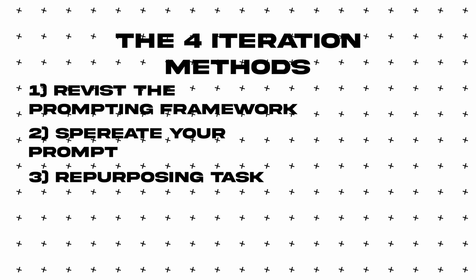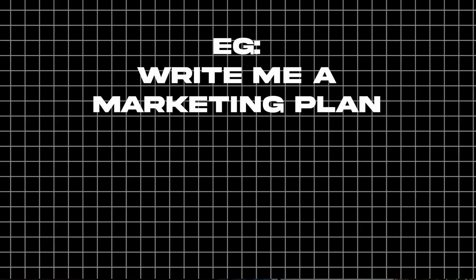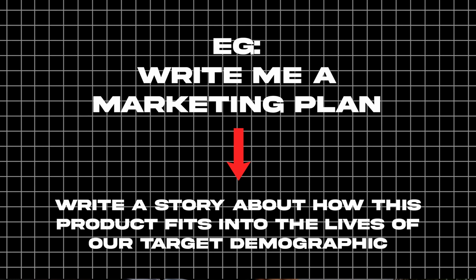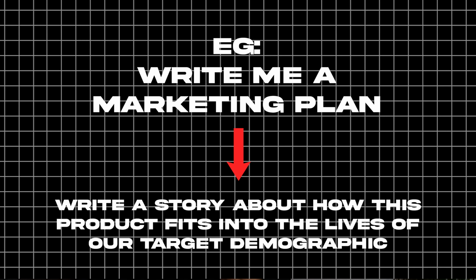Number 3 is trying out a different task with the same purpose. For example, let's say you're working on a marketing plan, and you're asking the AI tool to generate a marketing plan for your social media campaign. You can adjust the task and have it go from what it was to writing a story about how this product fits into the life of our target customer demographic. The task is an entirely different task, but the output is essentially the same. It's giving you something you can use for your marketing campaigns. It's the same goal, but a different way of positioning a task that's within the capability of the AI tool.